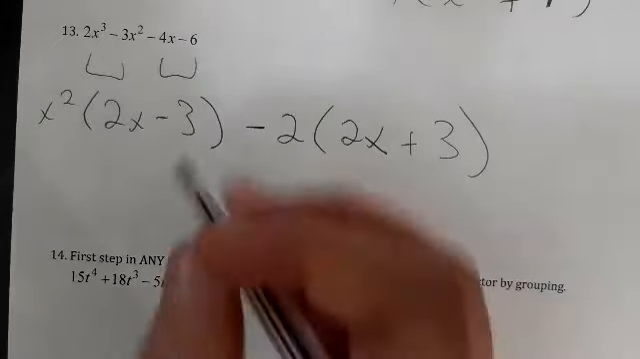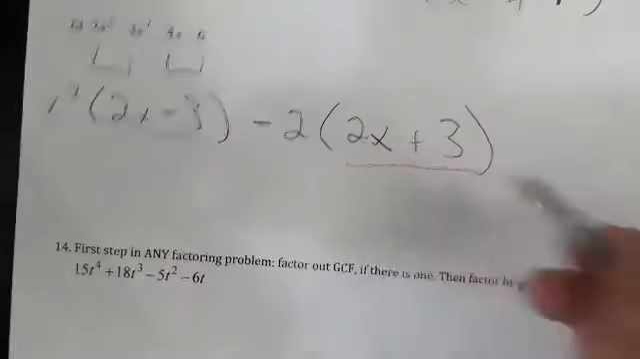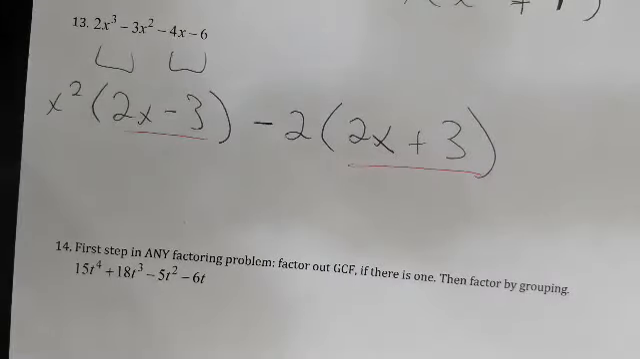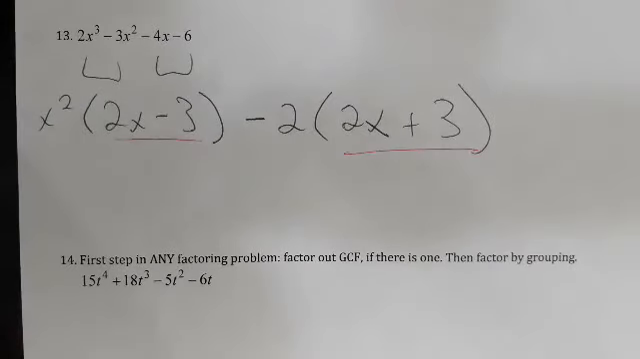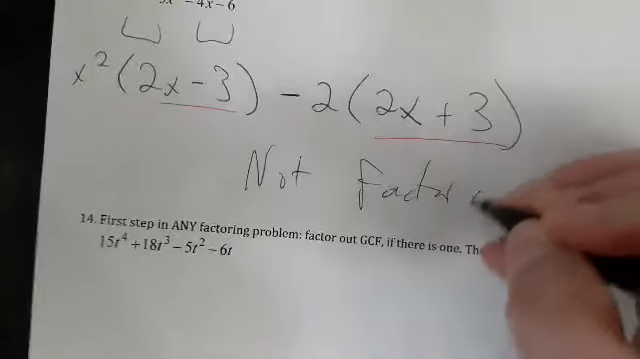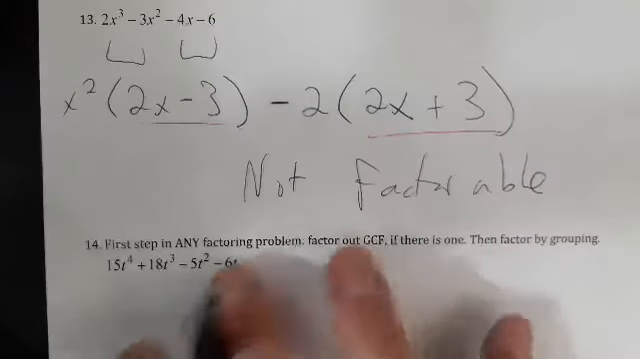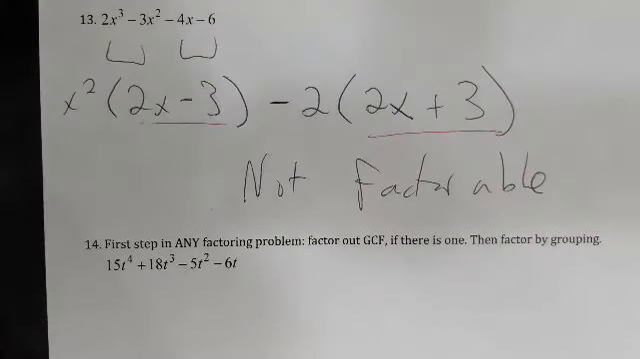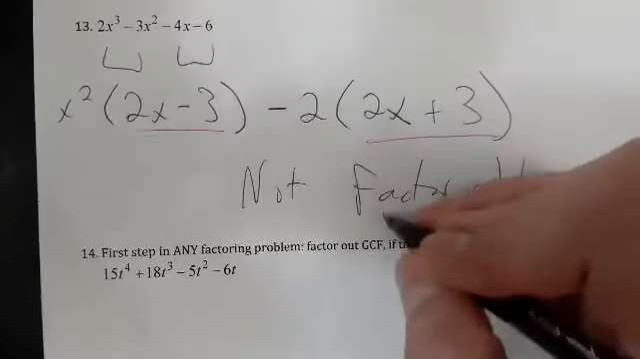Can I do this? X minus 3, 2x plus 3. So maybe they're trying to be a little tricky because it's off by just a negative sign, right? But like I said, if they are not exactly the same, at this point, we're just saying not factorable. So this is going to be one of those things we call not factorable. If you want to say prime, you can say prime.